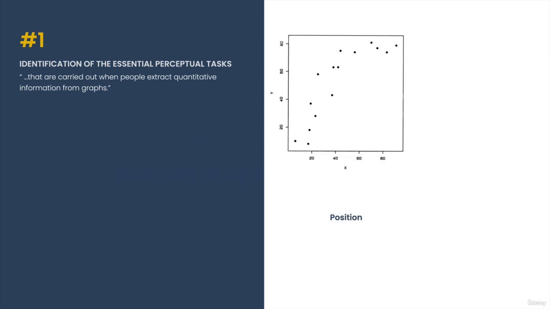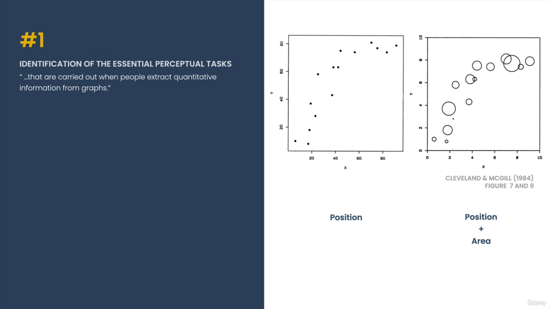And they have three goals in this paper. The first one is to identify the essential perceptual tasks that are carried out when people extract quantitative information from graphs. Let me show you this with an example. When you look at a plot like this one, which is a simple scatter plot, what you are unconsciously trying to do is to compare the position of the dots along the vertical and horizontal axis. So basically, the information of this graph is encoded in the positions where the dots lie.